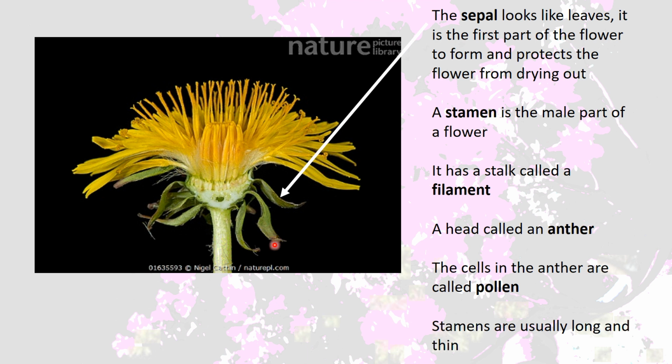Then we've got the stamen, and this is the male part of the flower. It has got a stalk called the filament. That big long stalk is the filament. And it's got a head called an anther. And in the anther are cells called pollen. And the stamens in a plant are usually long and thin.